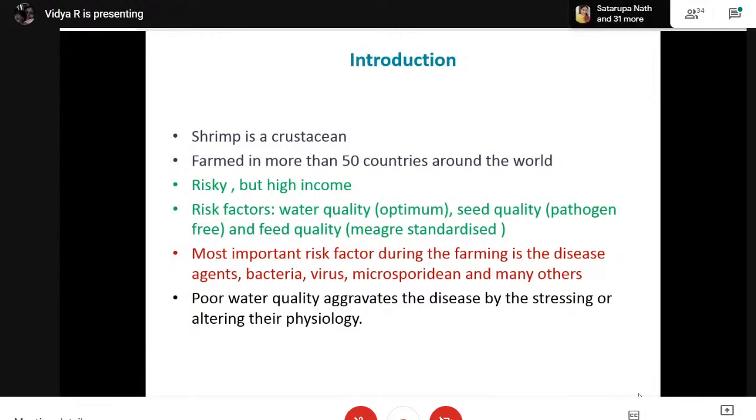As you know, the feed quality is already standardized and commercialized, so the risk factors associated with the feed will be very less. But the major risk factors lie in the water and the seed. So the most important risk factor during the farming is disease occurrence. It can be due to bacteria, virus, microsporidium, or many other things. And if we look at the risk factors other than the disease agents, poor water quality aggravates the disease by stressing or altering the physiology of the animal which is farmed in the water environment.